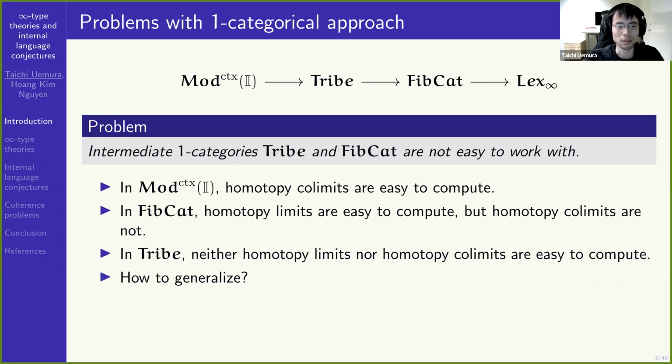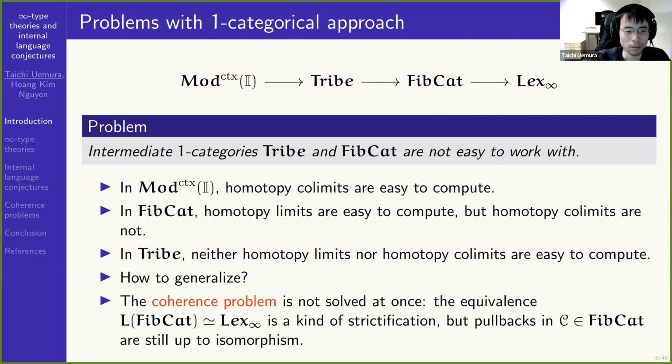And also, it is unclear how to generalize this approach. If we extend the type theory by pi types, inductive types, and so on, then what is the correct notion of fibration category with, say, natural number objects? I think it's not so obvious. All right. And also, the coherence problem is not solved at once.